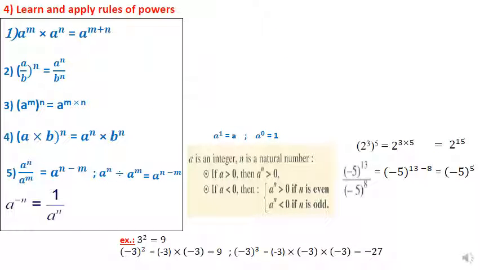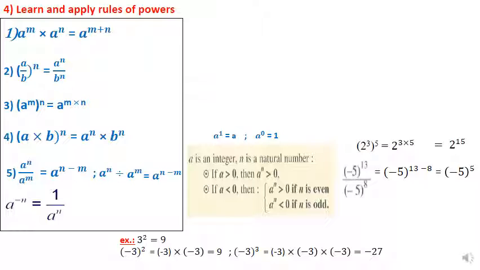Let us remember together the rules of powers. If we have a to the power of m times a to the power of n, here we have the same base, which is a. In this case, we keep the same base and we add the exponents. Whether the exponents are the same or not, we keep the base and we add the exponents.